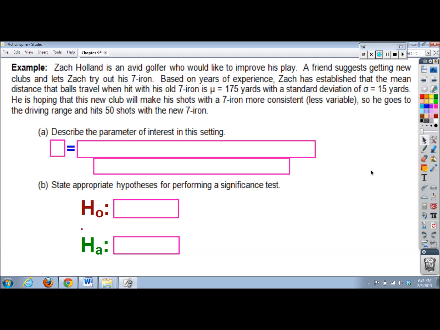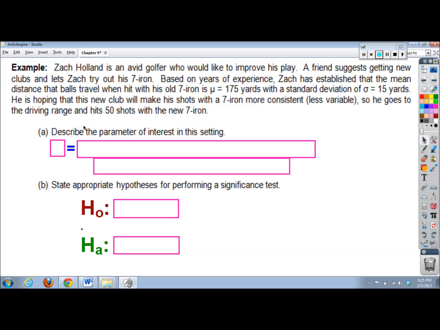Based on years of experience, Zach has established that the mean distance that balls travel when hit with his old 7-iron is 175 yards with a standard deviation of 15 yards. He is hoping that this new 7-iron will make his shots more consistent, meaning less variable, a smaller standard deviation. So he goes to the driving range and hits 50 shots with the new 7-iron.